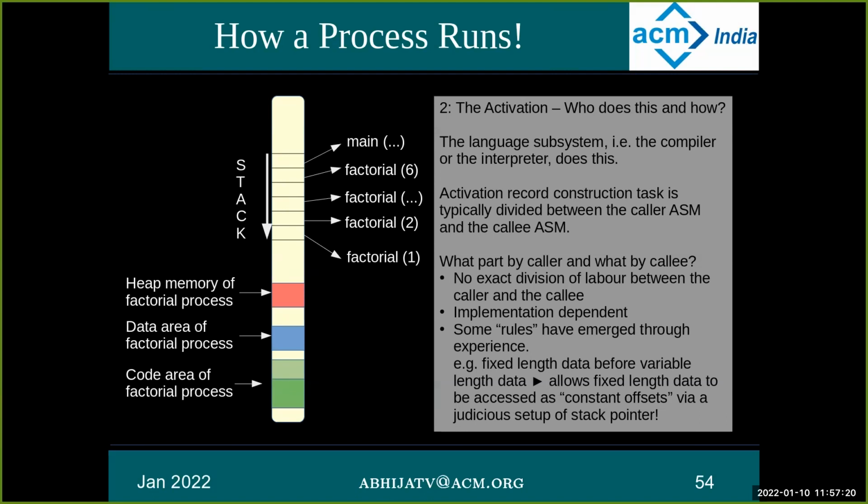Part of the activation record construction is handled by the caller assembly code, and a part is handled by the callee assembly code. What part by caller and what part by callee? Are there any very general rules? No, not really, at least I don't know of any. There is no exact division of labor between the caller and the callee, and it's only over time that some rules of thumb have emerged.